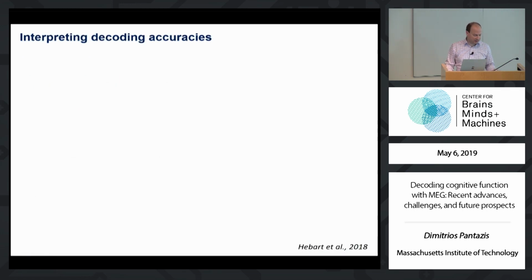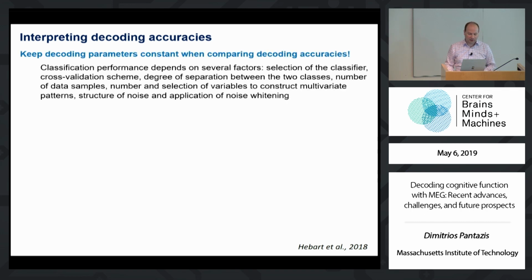Another conceptual issue is interpreting decoding accuracies. It's desirable to obtain high decoding accuracies, but that's not always the case, and it doesn't mean they're not meaningful. When we want to compare decoding accuracies between different conditions, we actually want to be very careful to keep all decoding parameters constant, because the classification performance depends on so many underlying factors. It depends on the selection of the classifier, on the cross-validation scheme, on how well the two classes are separated from one another, on how many data samples we have, on how many variables we will use, which variables we will select, and what is the underlying noise in the measurements, whether we will do noise whitening. All these factors will really influence our results.